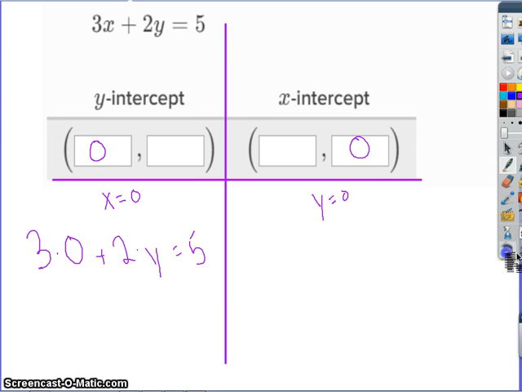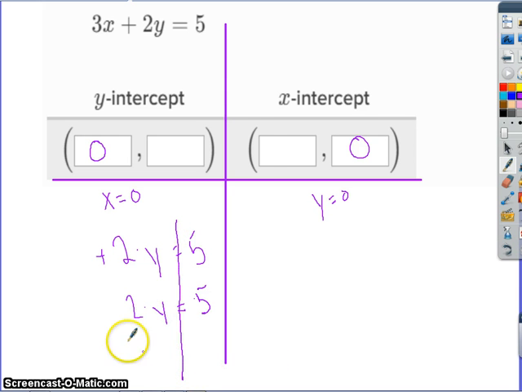There are some people that like to write 3 times 0 makes 0 this way, but it's kind of a waste of time. Because if you subtract 0 from both sides, nothing changes. So what I'd like you to do is start thinking of when I replace the x with 0, this term goes away completely. And I'm just left with the 2 times y equals 5. Now that's an algebra problem.